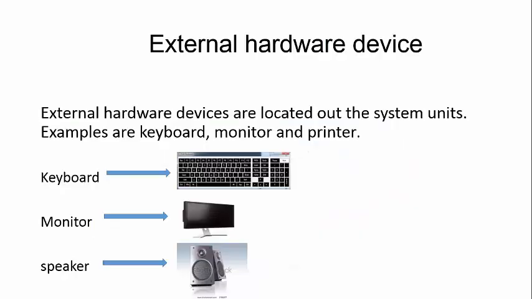Next, the other form of computer hardware is the external hardware device. The external hardware are located outside the system unit. Examples of the external hardware devices are the keyboard, monitor, and the printer. These are several examples as we listed in the pictures.